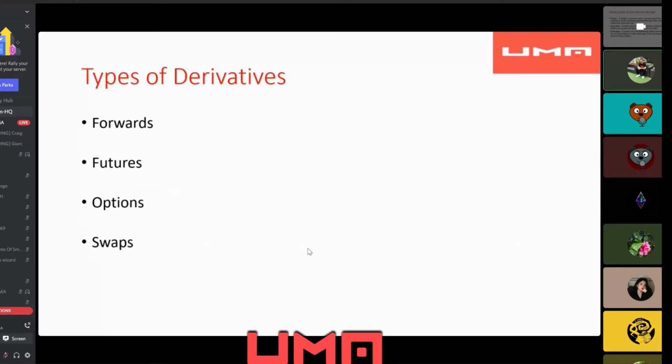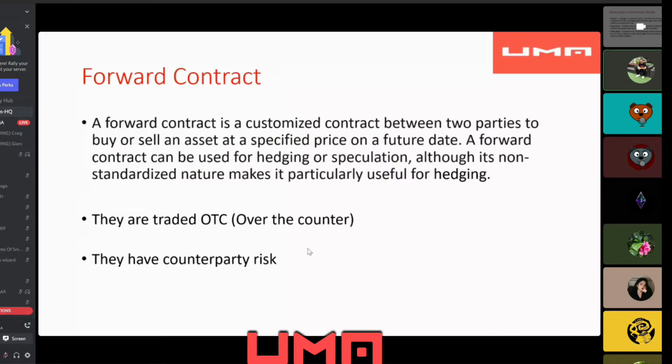Types of derivatives. So basically, there are four derivatives. These are also called derivative instruments. These are forward contracts, futures contracts, options, and swaps. In today's call, we will only be discussing forward and futures contracts. We'll discuss options and maybe swaps on later calls. Let's talk about forward contracts. A forward contract is a customized contract between two parties to buy or sell an asset at a specified price on a future date.